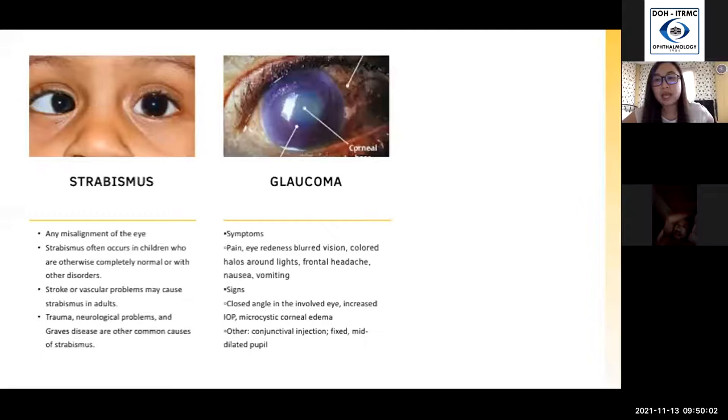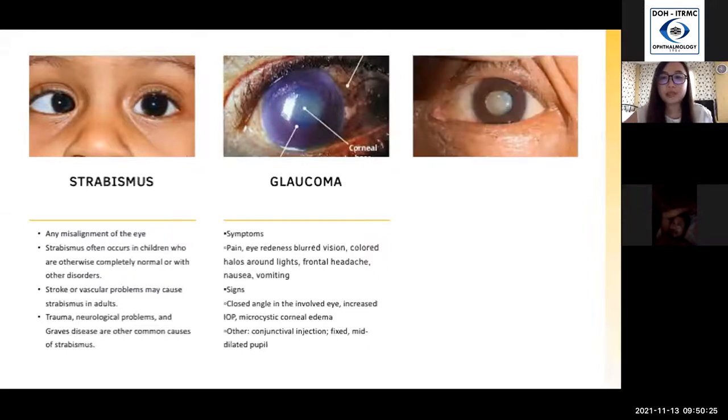In the involved eye, there is increased intraocular pressure, which you can gauge by palpating the involved eye in comparison with the tip of your nose. So if you notice that the eyeball is stone hard or hard, it means that that eye might have an increase in intraocular pressure. So you have to refer that patient immediately to your ophthalmologist for proper evaluation.